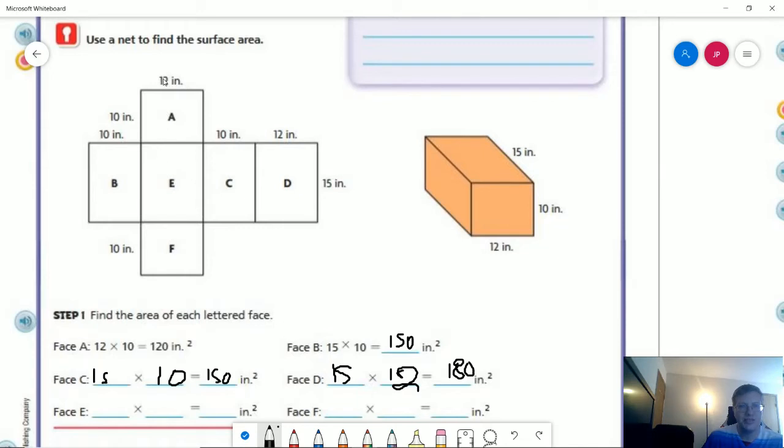Part E is going to give us 15 times 12, and that is also going to give us 180. And then part F is going to match part A, and that will give us 120. So we're going to have 12 times 10.